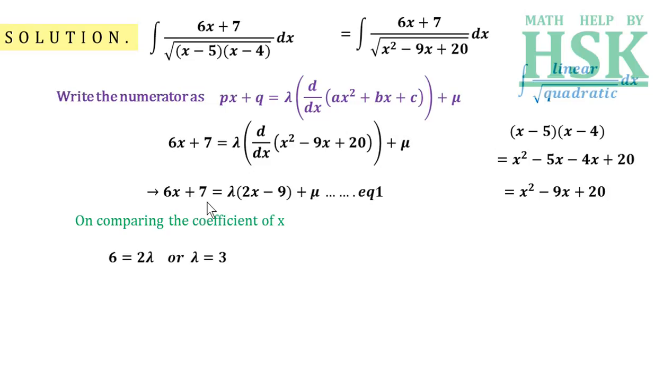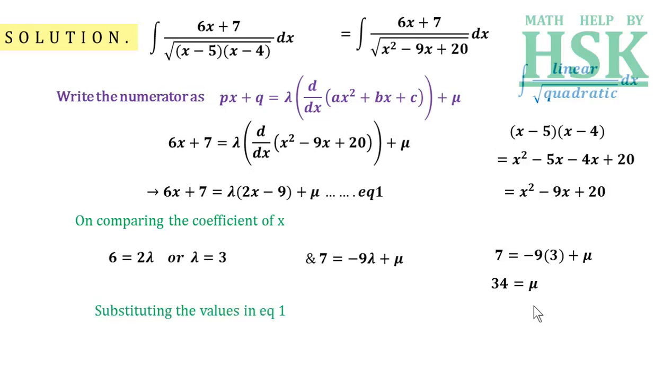And similarly 7 = −9 lambda + mu. On substituting the value of lambda in this equation, I'm going to get 7 = −9 × 3 + mu. 9 threes are 27, so 27 + 7, and I get mu = 34. So on substituting the values of lambda and mu in equation number 1, I'm going to get 6x + 7 = 3(2x − 9) + 34.